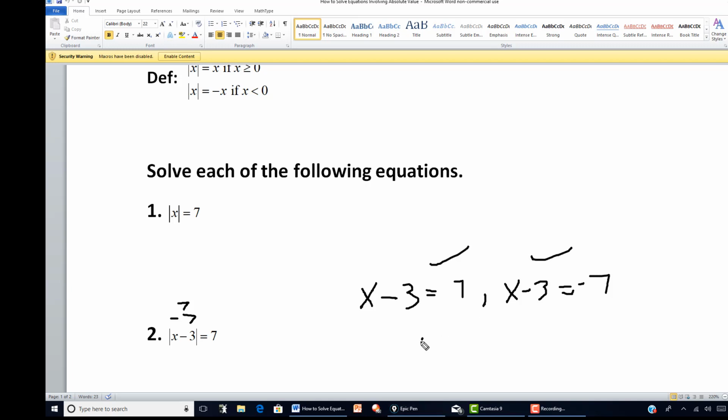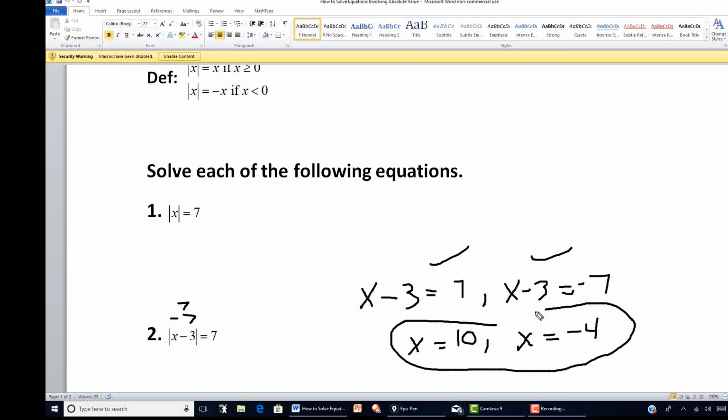Solve each of these for x. The first one, we add 3 to both sides, and we get 10. Again, the next one, we add 3 to both sides, and we get x is equal to negative 4. So the solutions in this case are 10 and negative 4.